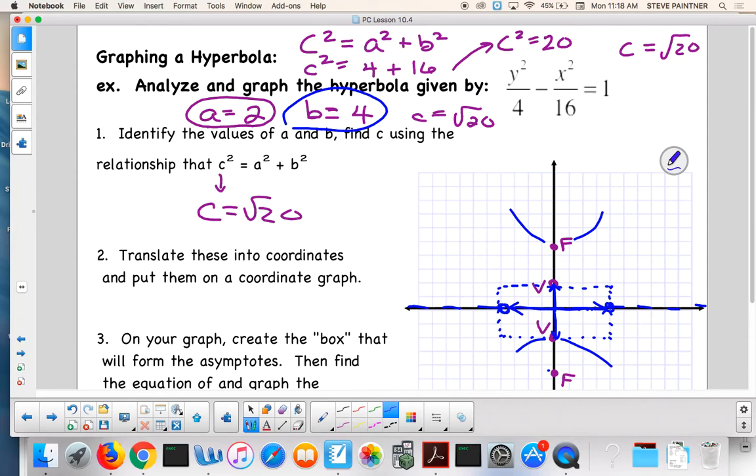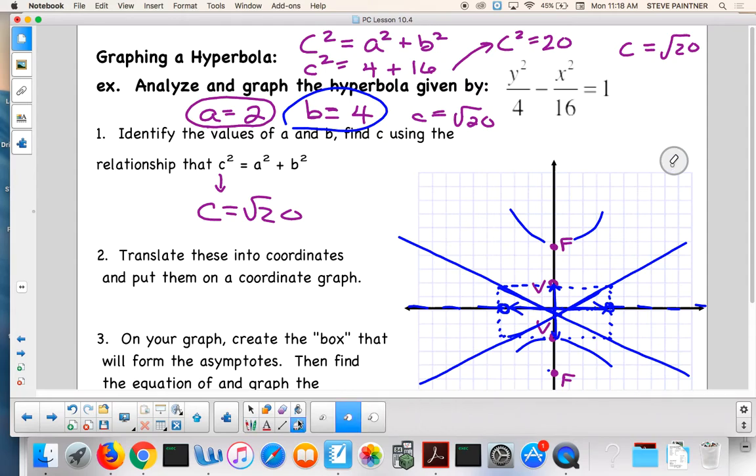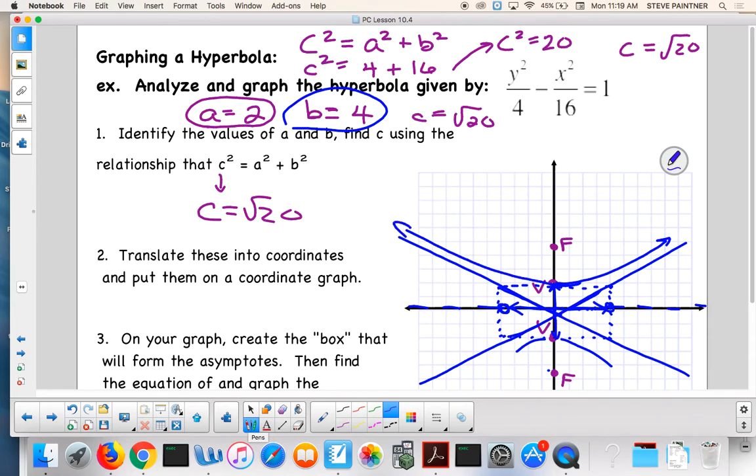If you draw your diagonals through them, these actually become the asymptotes. Okay? Now, from the vertex, not the focus, because that's what I did, run your hyperbola this way, and this way, this way. Okay? All right. And then step 3 says, on your graph, create the box that will form the asymptotes. Then find the equation of the graph of the asymptote.